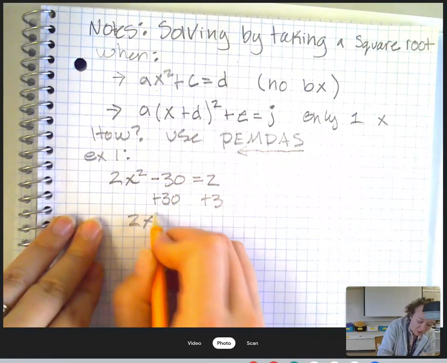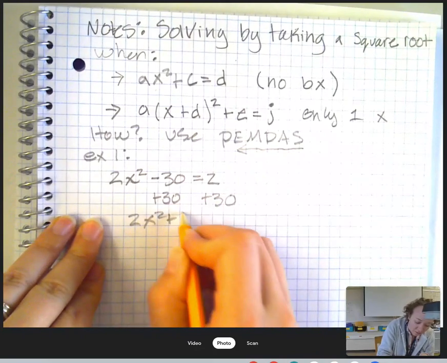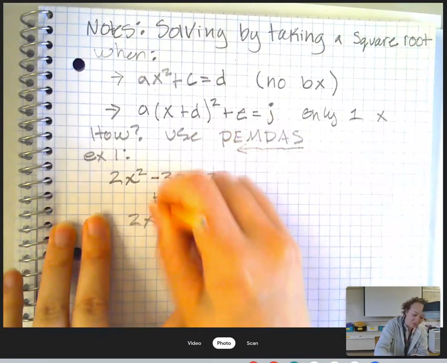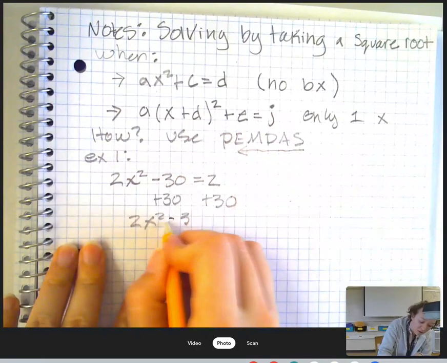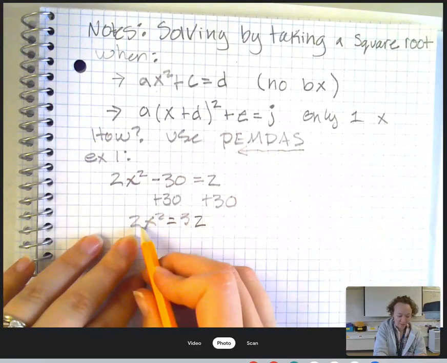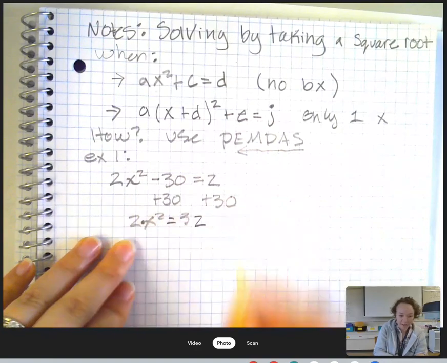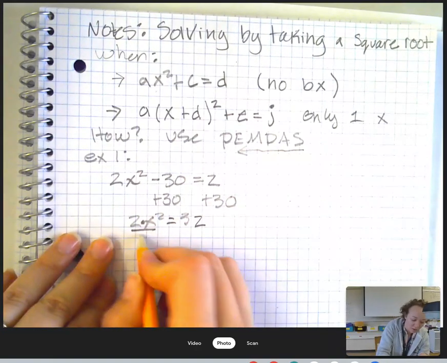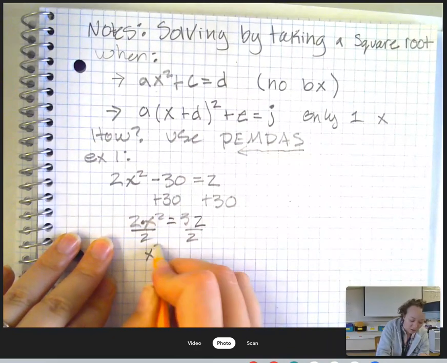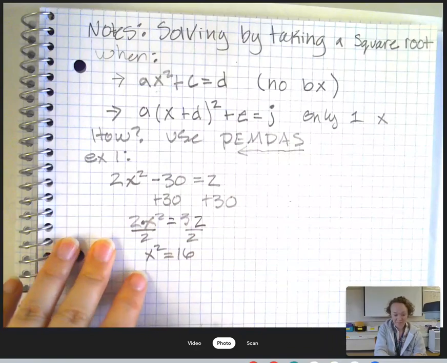So 2x squared equals 32. And then the next step would be that multiplication, because that's 2 times x squared. So x squared equals 16.